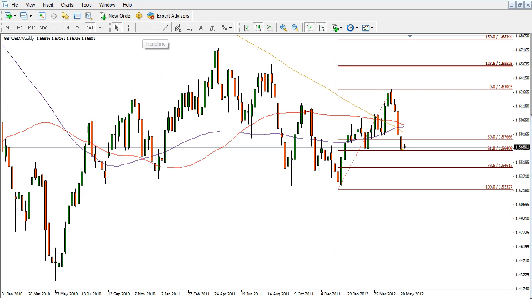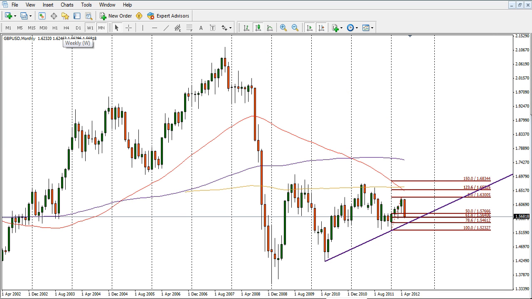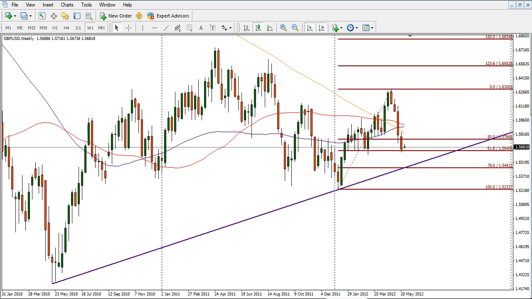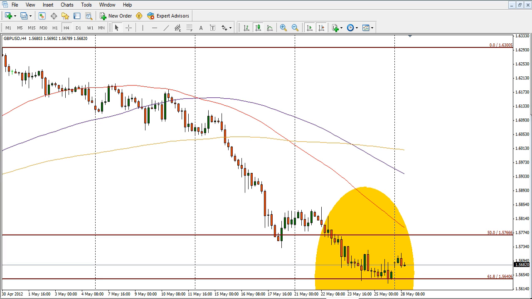Another thing you can keep on your charts is this trendline support that we've got around here, in case we do get any further sell-off. So people will definitely be having that on their charts, and that's one to keep an eye out for. But in terms of a slightly shorter term perspective, it's all at 61.8 for me.